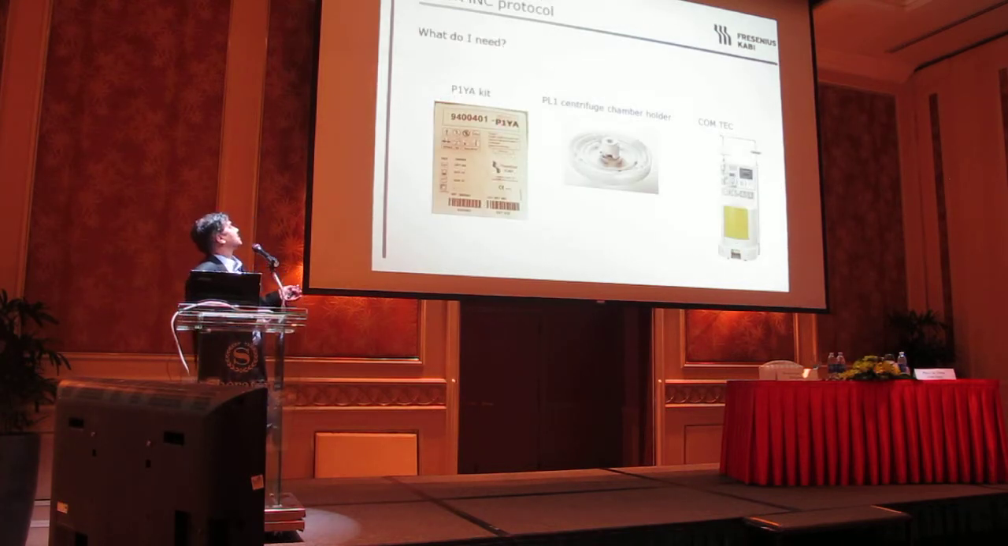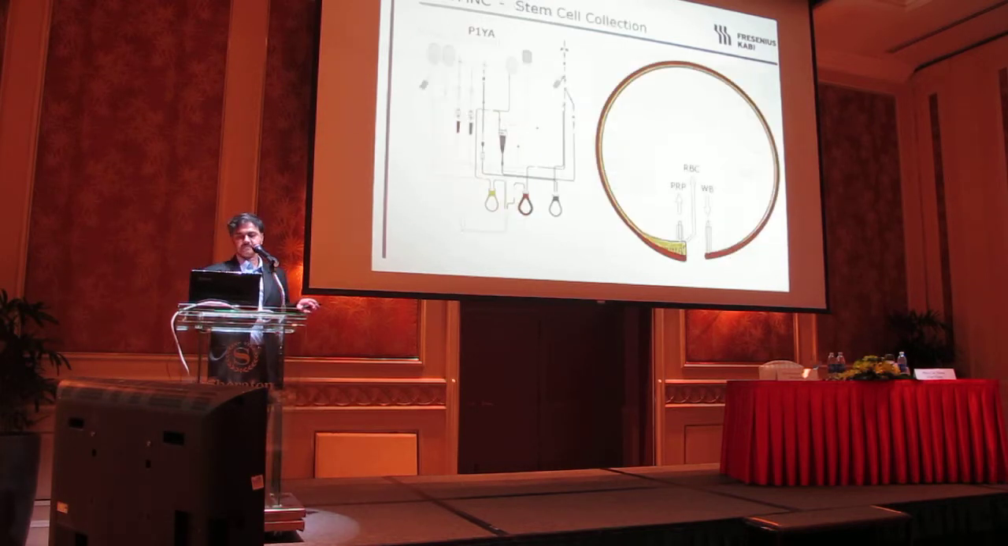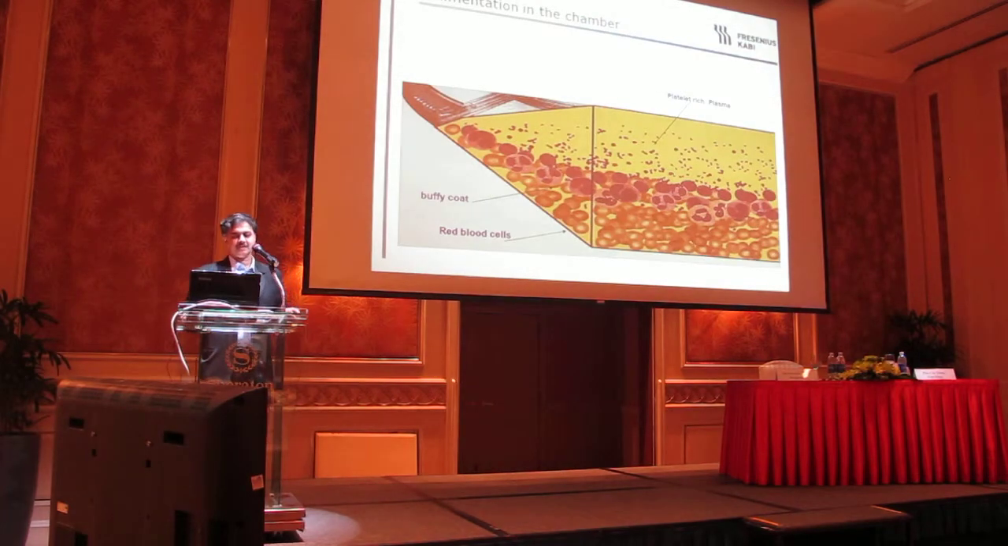Then what you need for the Complex procedure is known as an auto MNC, or an automated MNC procedure. You need the P1YA kit. This is the chamber holder for the disposable and the machine. This is a picture of the disposable kit. You need ACD and saline to be attached. These are the storage containers where the product will be collected. This is the chamber holder inside. It's separating into the RBCs and the PRP, and the buffy coat remains here, which is then transmitted into the storage containers. This is the sedimentation, as I said: the red cells, the buffy coat, and the PRP.